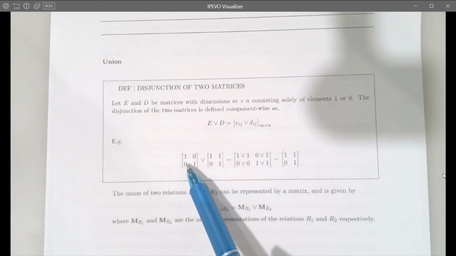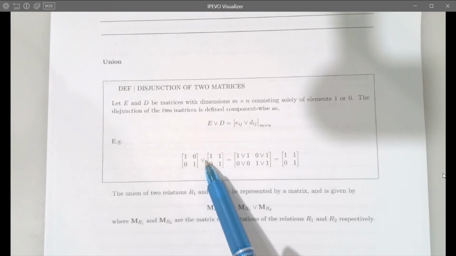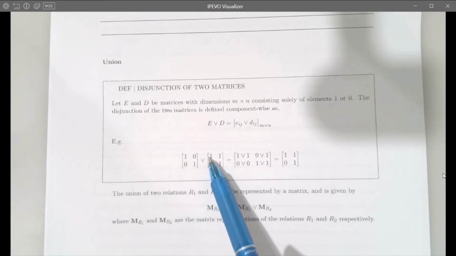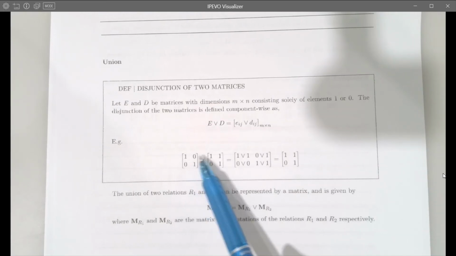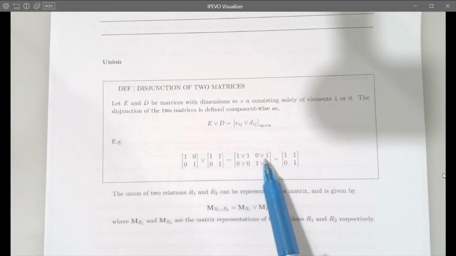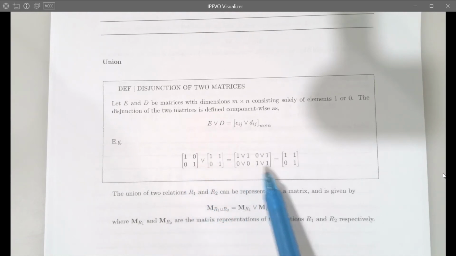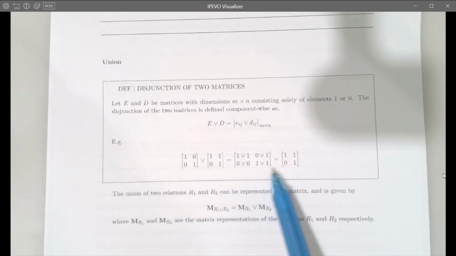Okay, so for instance, if we have the matrix 1, 0, 0, 1 disjoined with 1, 1, 0, 1, that means we would take first row, first column of the first matrix, disjunction with first row, first column of the second matrix, 1 or 1, which is going to result in a 1. Then first row, second column with first row, second column of the second matrix. So 0 or 1, that's this expression here, is going to give us a 1. Then 0 or 0 will give us a 0. And finally 1 or 1, so that gives us a 1.